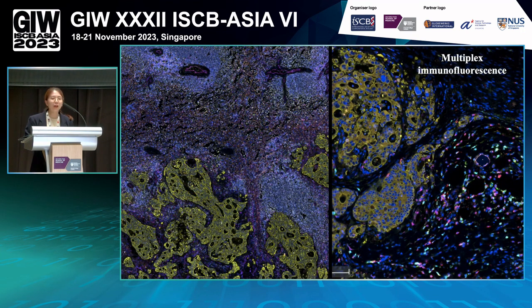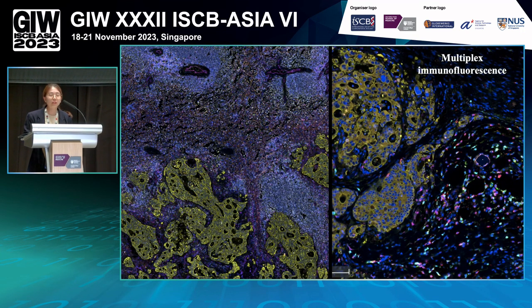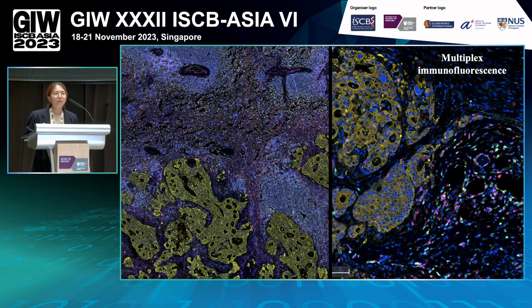So just a quick introduction as to what multiplex immunofluorescence images are, or MIF for short. MIF is actually a technique whereby researchers can stain and visualize protein biomarkers of interest using antibody detection on the same tissue section.